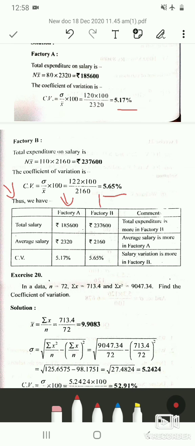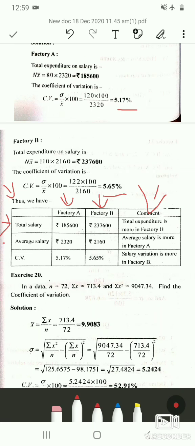So for factory A and factory B, what are your conclusions? You can write it as comments. The first sub question was, who pays more total salary? We have obtained for factory A 1,85,600, and for factory B it is 2,37,600. So obviously we can say factory B spends more than factory A for total salary.